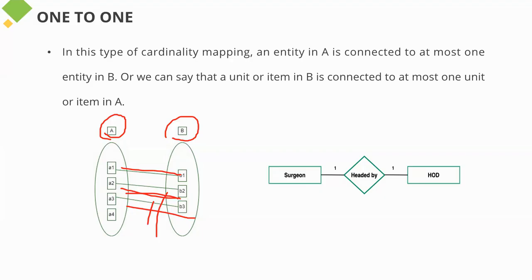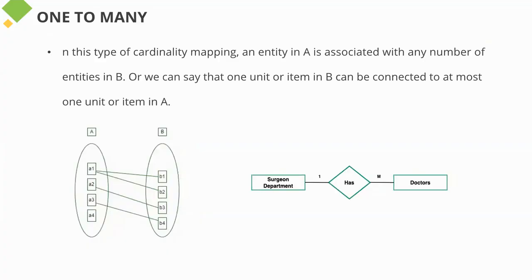Like a surgeon is always headed by a HOD. For every one surgeon, one HOD will be mapped. The HOD may be unique or may not be, but for each and every one, a HOD will be there. So this is a one-to-one relationship example.